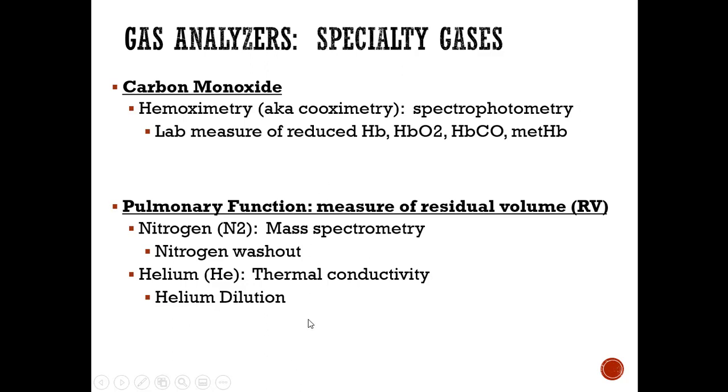For pulmonary function testing, if you go over in the lab, they do use nitrogen and helium to perform some of their tests. There's a nitrogen washout that gives them information about residual volume, and a helium dilution that gives them information about residual volume. I personally am not going to test you on anything related to the pulmonary function tests. It's just another place that we use gas analyzers or utilize different therapeutic gases that we've talked about before.